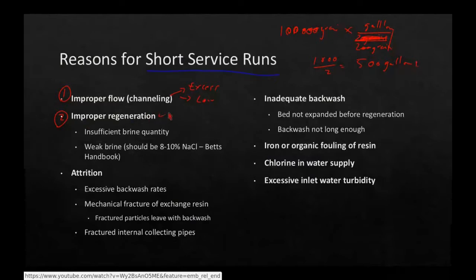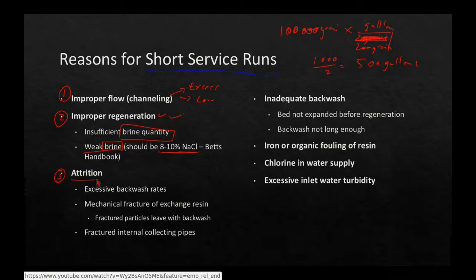Number two, this is probably the biggest one, improper regeneration. So we need to regenerate with a particular quantity of brine, and that would be according to the manufacturer. And that depends upon how much bead, how much resin the thing holds. And was the brine strong enough? According to the Suez Handbook, it should be an 8 to 10% sodium chloride solution.